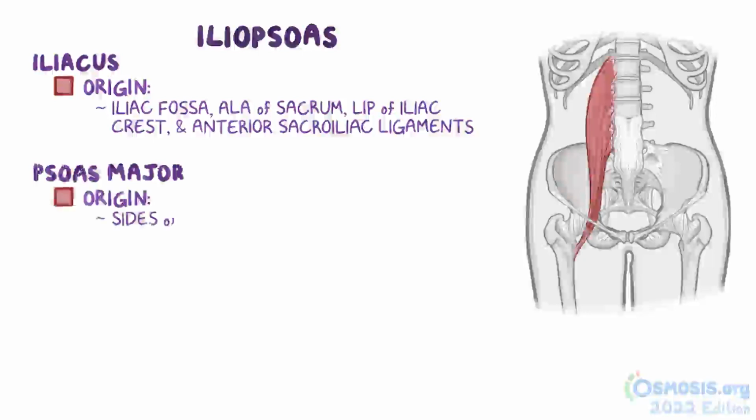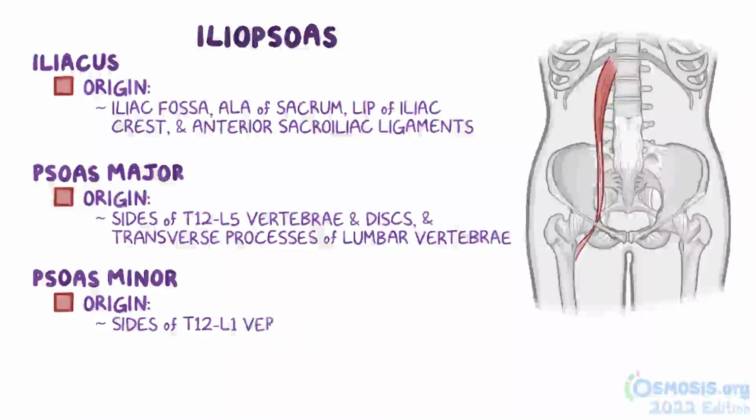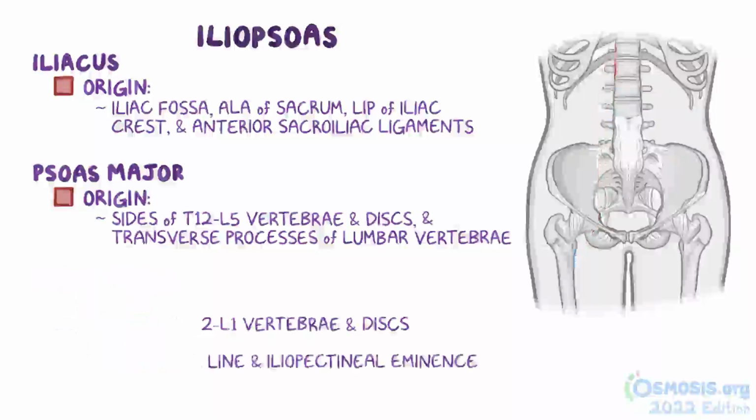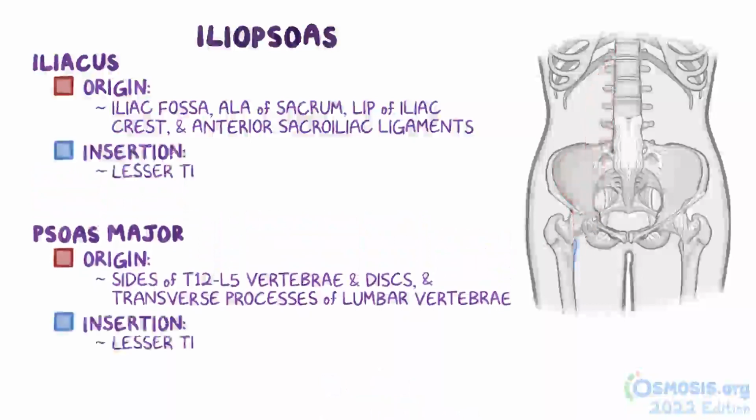It originates from the sides of the T12 to L5 vertebrae and the discs between them, as well as the transverse processes of all lumbar vertebrae. Sometimes there's another component, called the psoas minor, which originates along the sides of T12 and L1 vertebrae and intervertebral discs, and attaches distally to the pectineal line and iliopectineal eminence. Okay, so the iliacus and psoas major merge distally at the level of the inguinal ligament to form the iliopsoas, which crosses the hip joint to insert on the lesser trochanter of the femur.